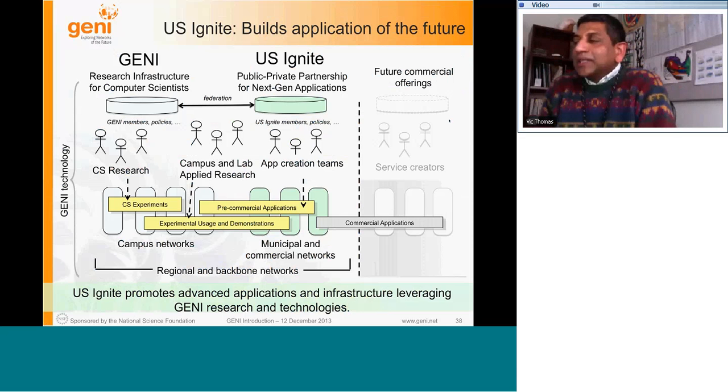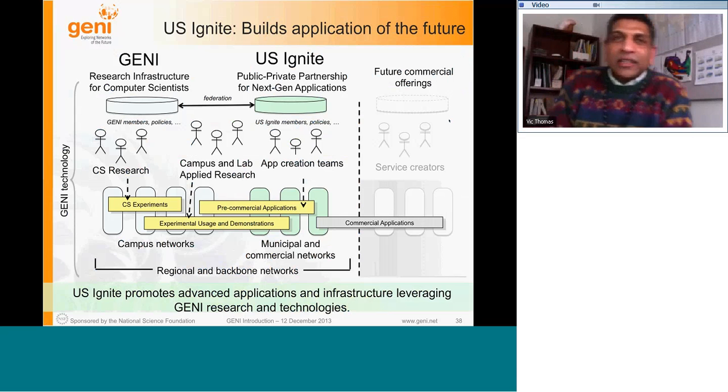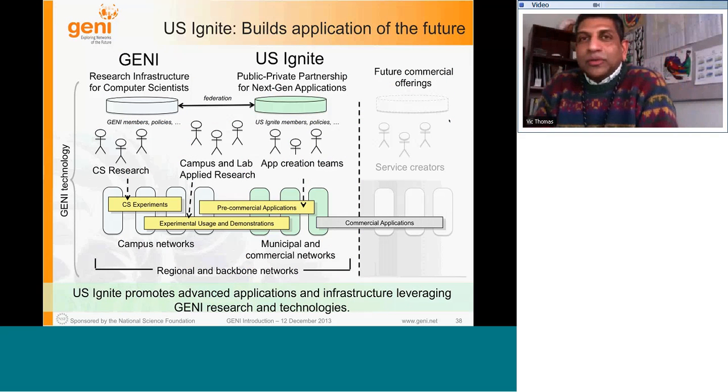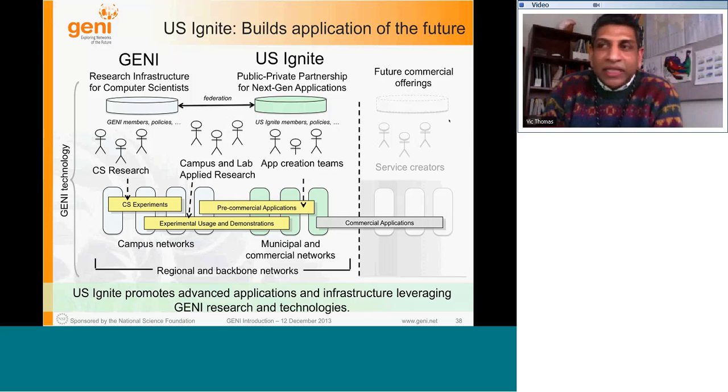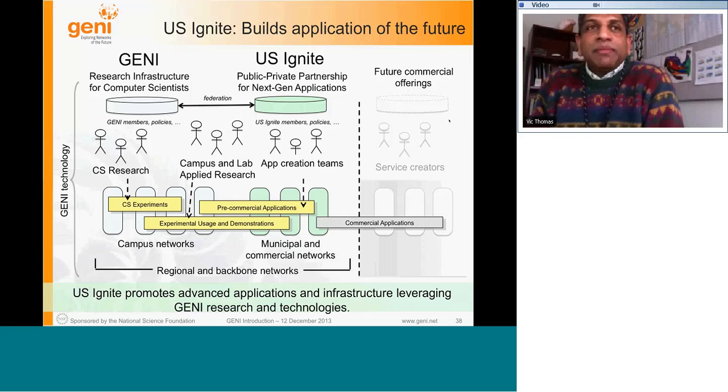So US Ignite is a White House initiative. It's with various cities around the country. These are cities deploying high bandwidth networks within the city to enable novel applications for its citizens, in the areas of health, defense, education, and a few others. These cities are deploying these high bandwidth networks, and they're making them available to private companies to develop and deploy applications that would be of value to citizens.